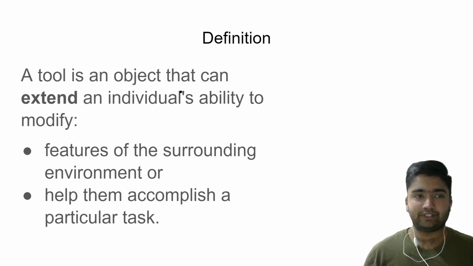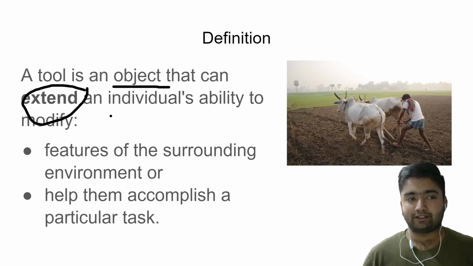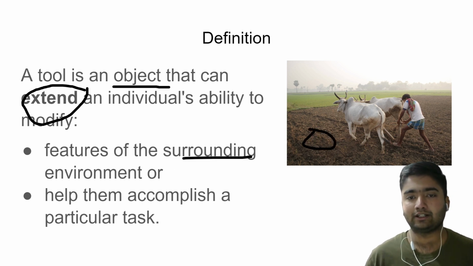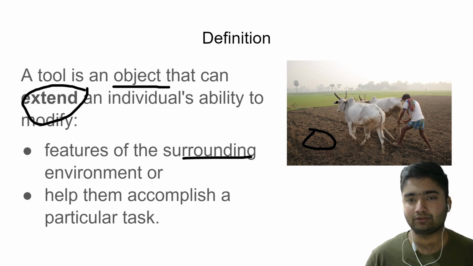A tool is an object that extends our ability to modify the features of our surroundings and environment, and helps us accomplish a particular task. Like, this is the land. With the help of this simple plow and animals, we can change the demographic of the land. This person alone cannot do this plowing by himself. So by using this simple tool, the capacity of this man is increased.